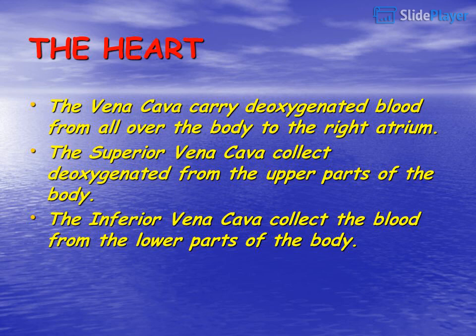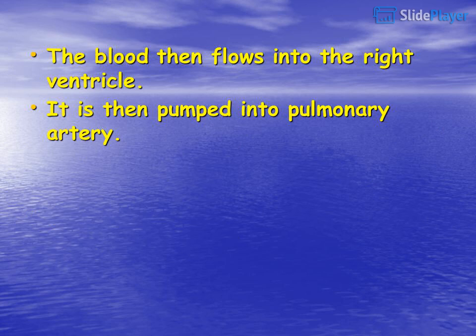Blood vessels of the heart. The vena cava carry deoxygenated blood from all over the body to the right atrium. The superior vena cava collects deoxygenated blood from the upper parts of the body. The inferior vena cava collects the blood from the lower parts of the body. The blood then flows into the right ventricle. It is then pumped into the pulmonary artery.